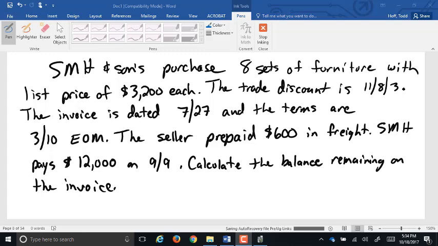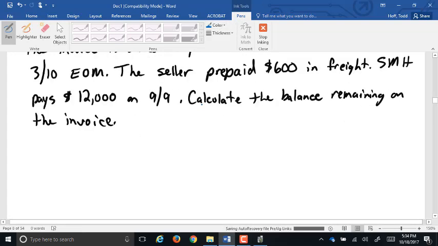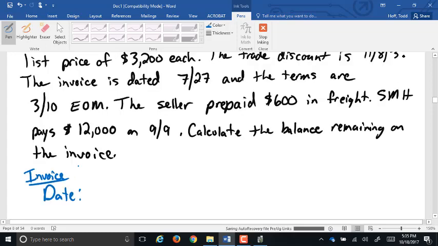Well, there's a process to go through here. First thing we should do is probably create the invoice. So on the invoice, come here. What's the date of the invoice going to be? It's dated 7/27. What's the amount? You had the right effective date. The amount of the invoice, that's going to take a little bit of work yet.